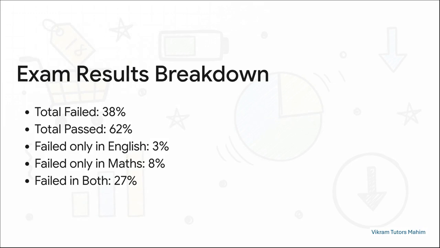The part in the middle, the overlap, shows that 27% of students failed both subjects. Then you can see 3% failed only English and 8% failed only math. If you add up all those fail groups, you get a total of 38%. So if 38% of students failed something, that means the rest, the other 62%, must have passed both subjects.